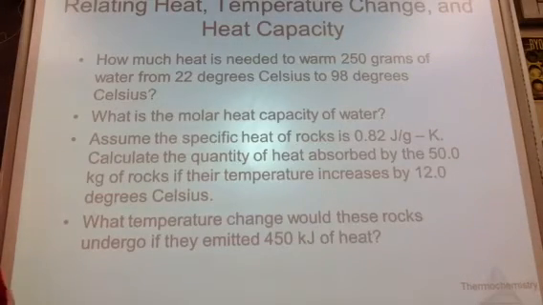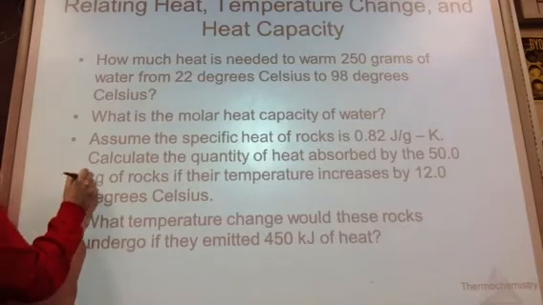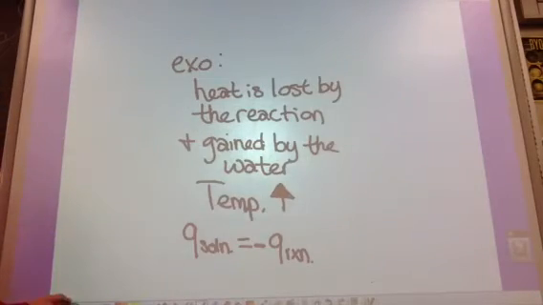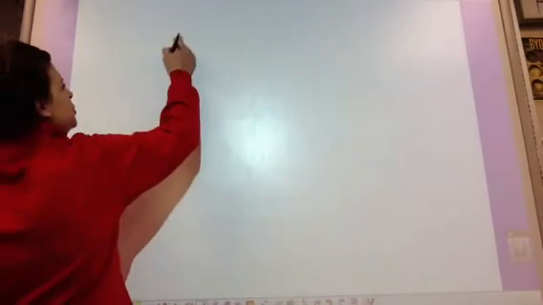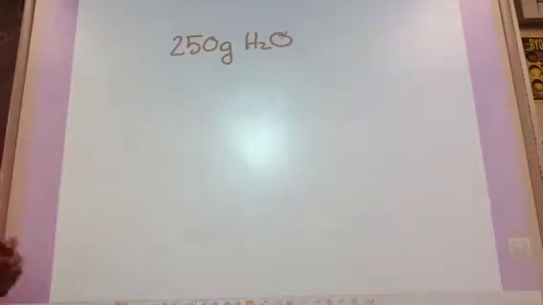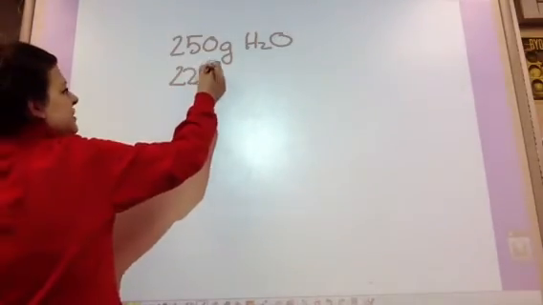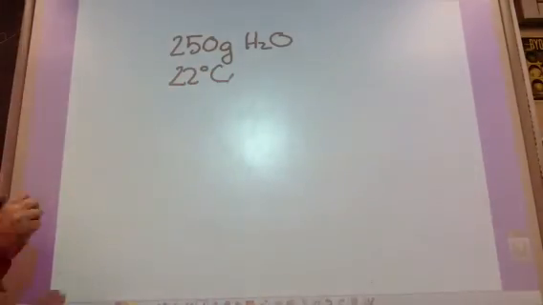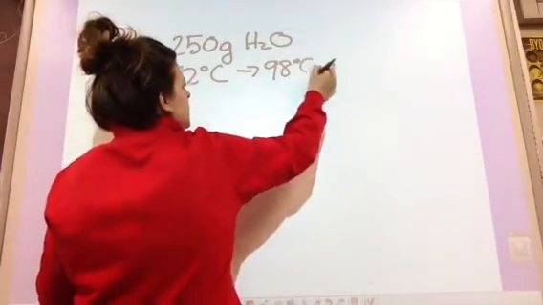Okay, and that brings us to one of these questions. This says, how much heat is needed to warm 250 grams of water from 22 degrees Celsius to 98 degrees Celsius? So again, that says how much heat is needed to warm 250 grams of water from 22 degrees Celsius. Initially it was 22 degrees Celsius, and then it went to 98 degrees Celsius.